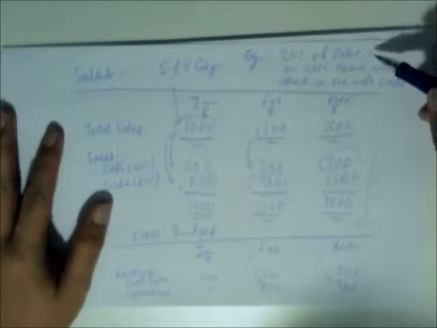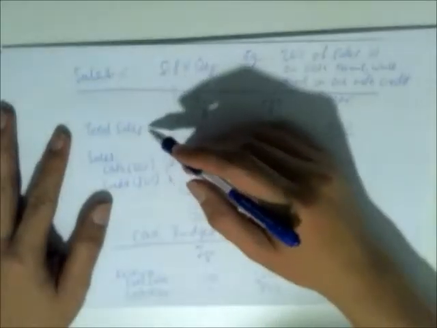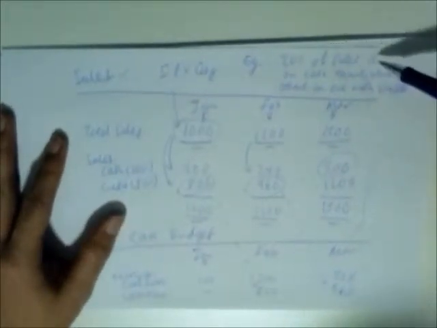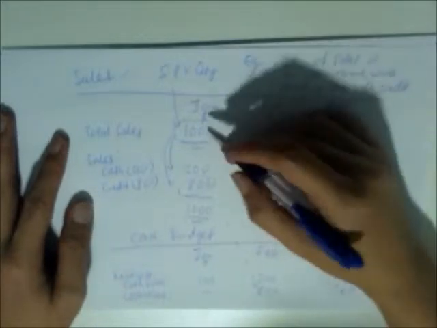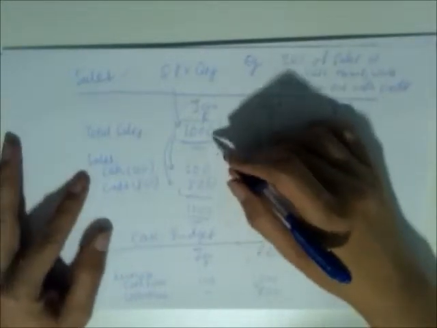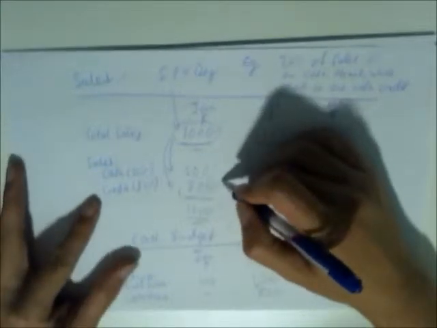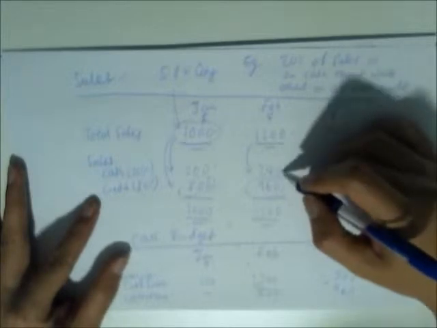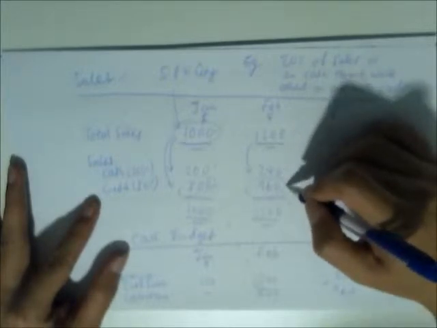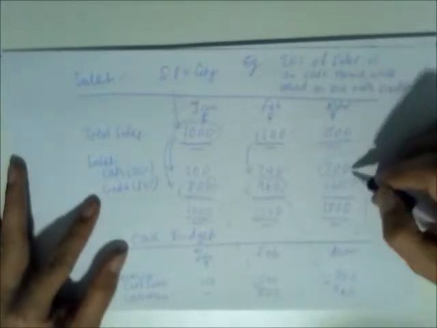Alright, so a typical question might give you the sales of the respective months, and further give you instruction to say that 20% of sales is on cash terms while others on 1 month credit. So you might see something like this. If the total sales is 1000, 20% could be cash, 80% credit, and February same thing, 1200 multiplied by 20% gives you cash, 80% is credit sales, and so on.